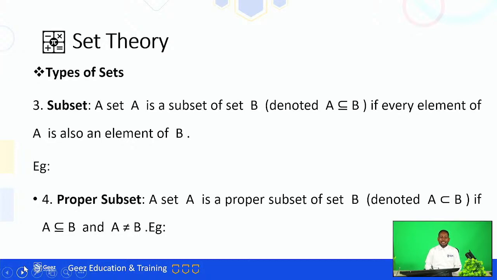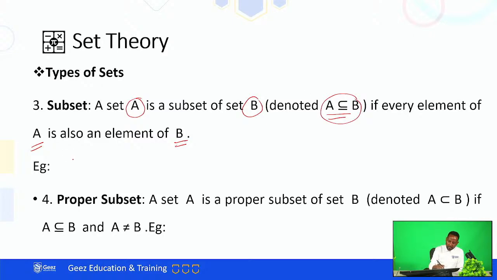So a set A is a subset of set B, which is denoted by A subset of B, if every element of A is also an element of B. That means if every element of A belongs to B, then in this case we can say that A is a subset of B. So that means A is part of B. So if this is so, we can say that A is a subset of B.